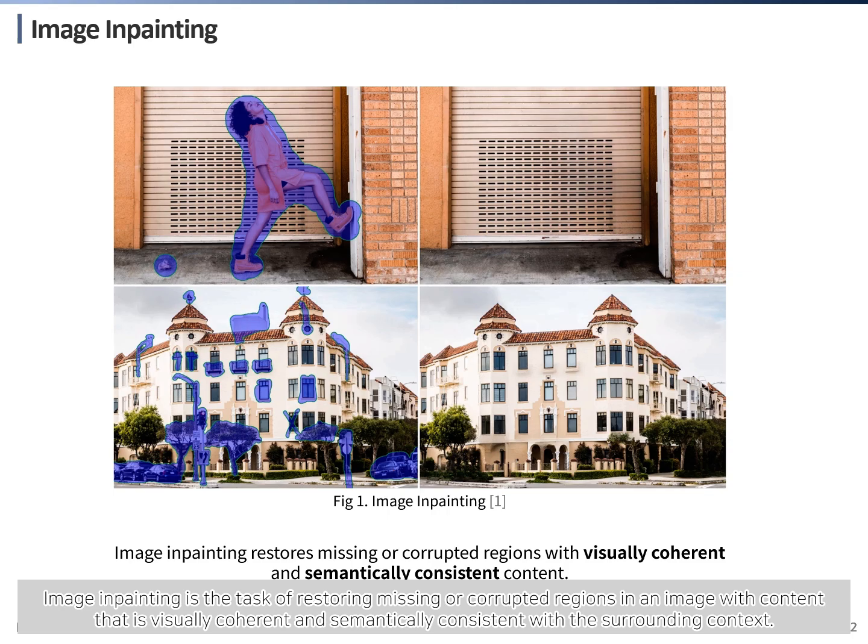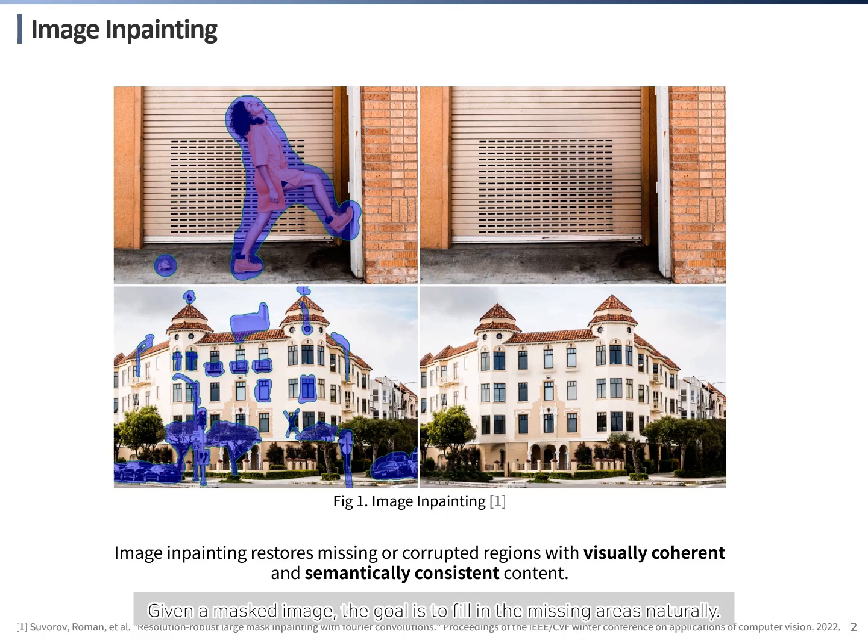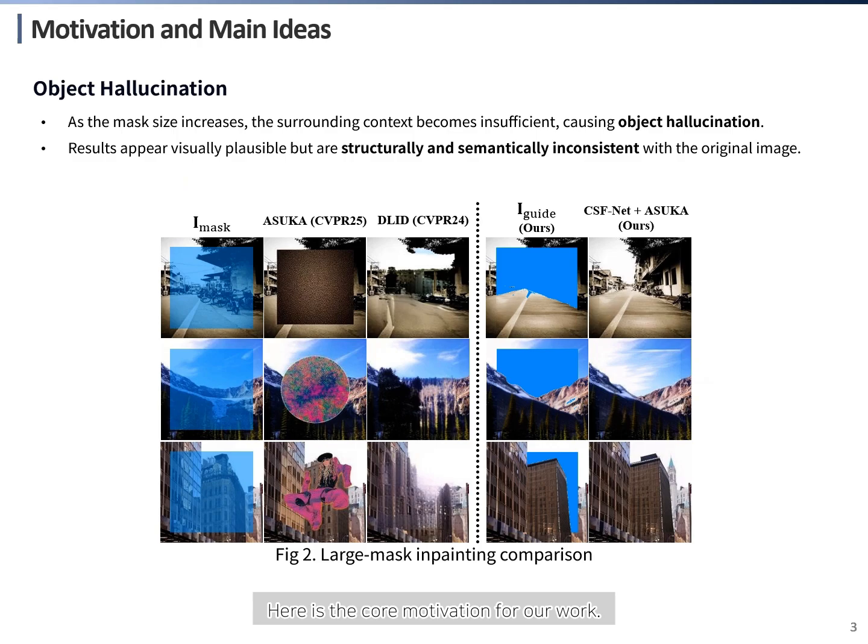is visually coherent and semantically consistent with the surrounding context. As shown here, given a masked image, the goal is to fill in the missing area naturally. This has broad applications in photo editing, object removal, and scene reconstruction. Here's the core of our work.